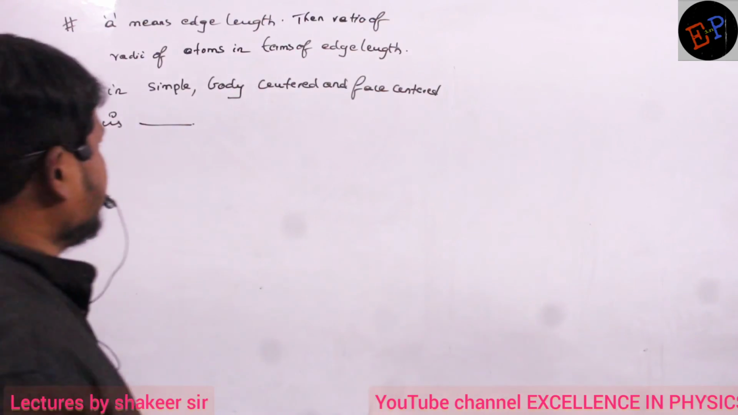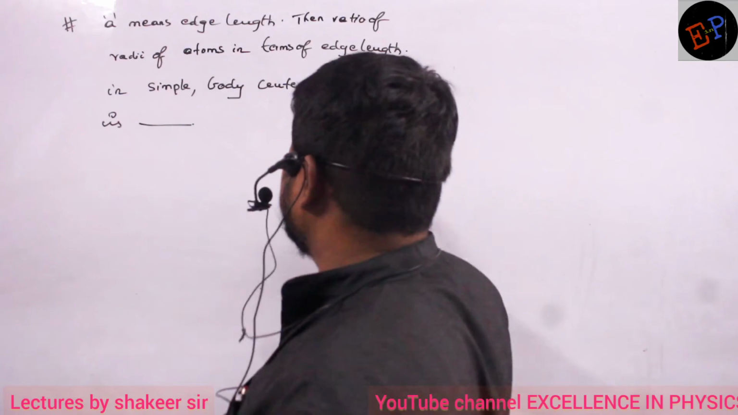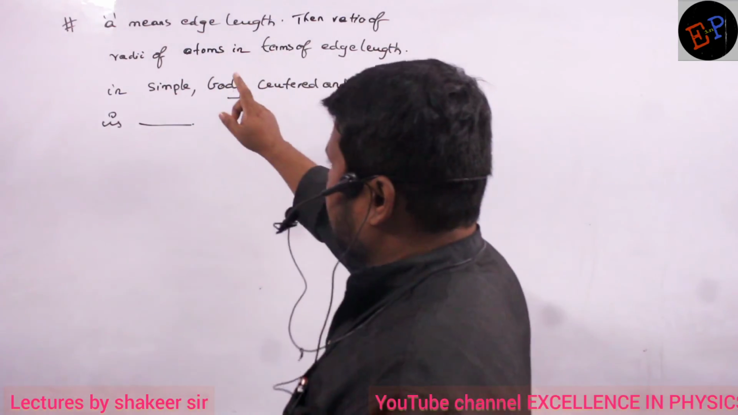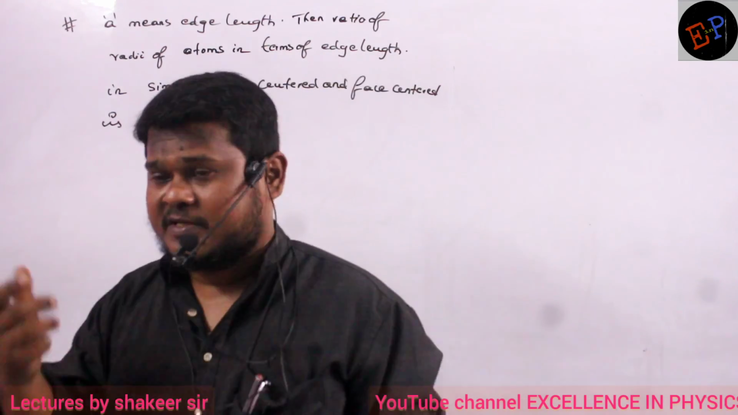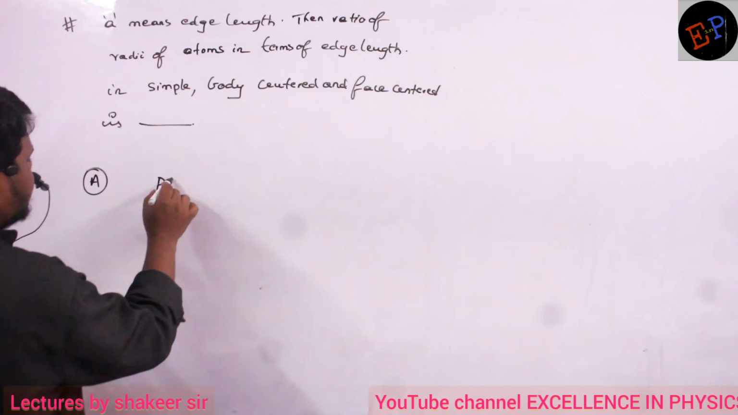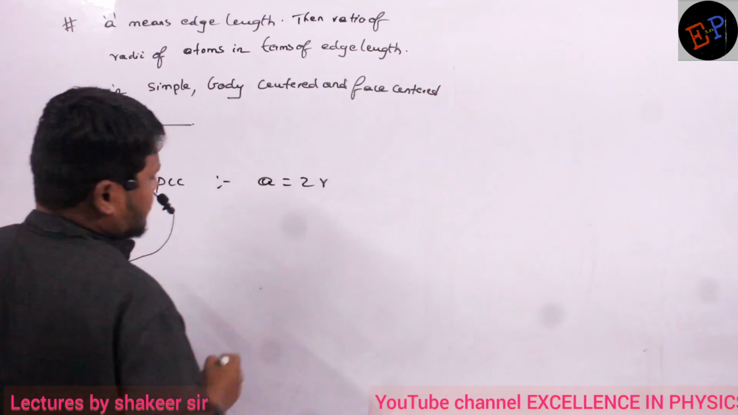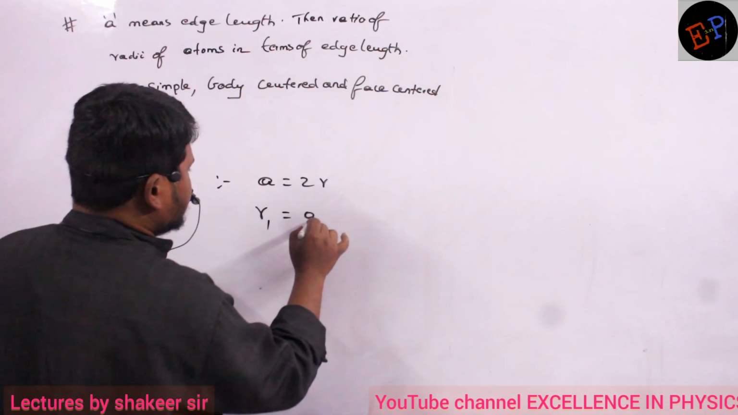The question he is asking: A means edge length. A is represented by edge length only. We have also studied like that only. Then the ratio of atoms in terms of edge length, in simple, body centered and face centered. Already we have written a table. In PCC, primitive cubic cell, A is equal to 2R. So therefore R1 is equal to A by 2.